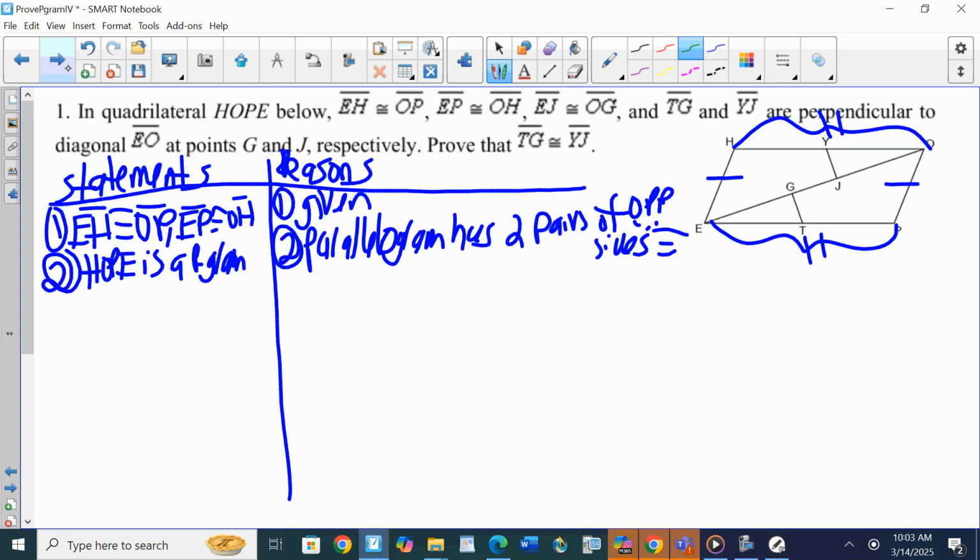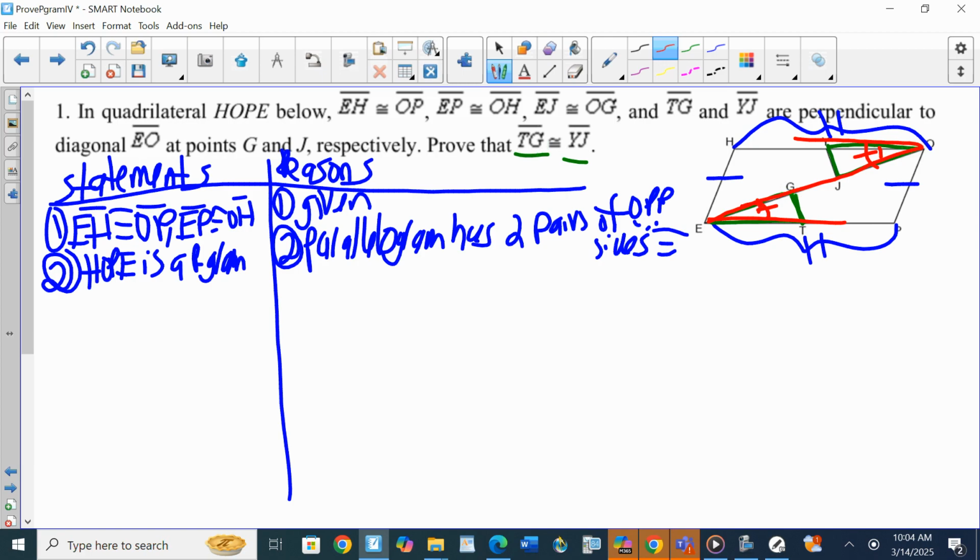Let's pause and just identify what triangles we're going to be proving are congruent. Ultimately, I want TG congruent to YJ. So TG is a side of this triangle, and YJ is a side of this triangle. So that way I can see at least what I want. So I'm looking for alternate interior angles. So I'm going to look for my transversal. There's my transversal. And boom, there are my alternate interior angles.